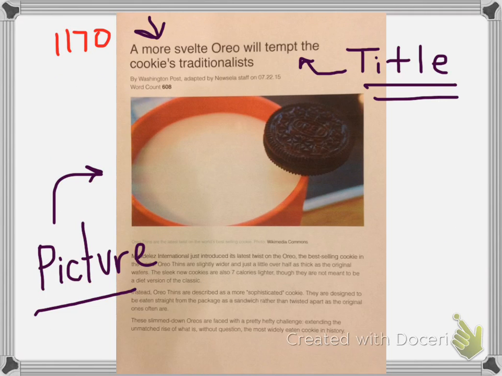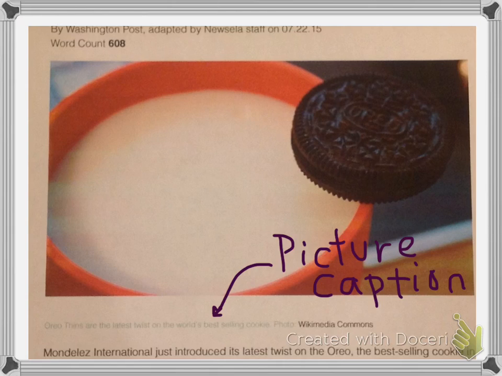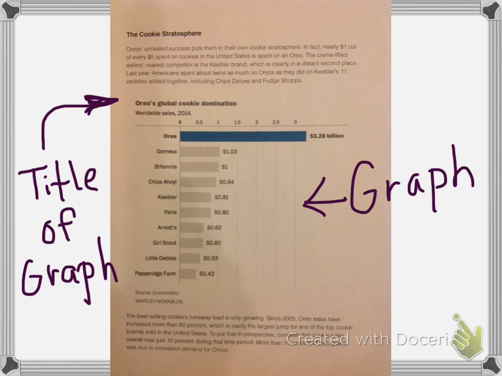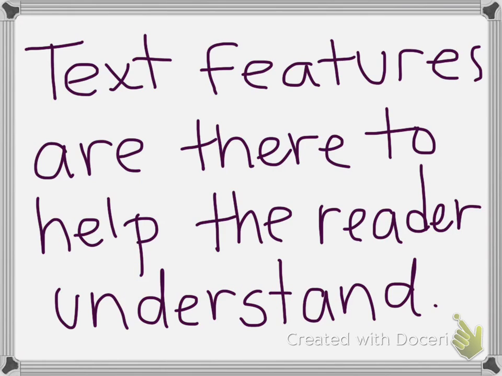So we've looked at the title, we've looked at the picture, we've looked at the picture caption, but there's often more text features to look at when you read an article. This article has a graph, and I can't tell you how many times kids, when reading at my table, see a graph and they just hop right over it like a little frog. Oh, I don't need to read that. Oh, that is a mistake.